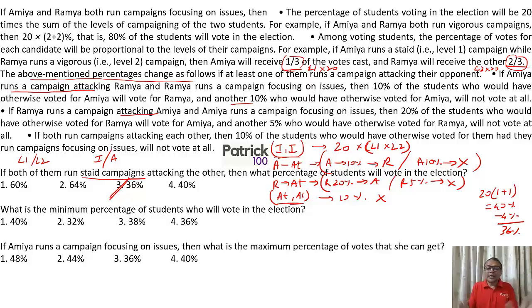So once you put the data down, you understand it, it becomes easier to solve. Stately campaign, so 20 into 1 plus 1, 40% total votes. And if both are in attacking mode, the last case, 10% will not vote. Remove that 10%, you will get 36% voted.